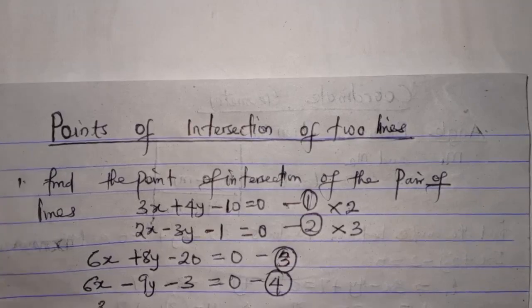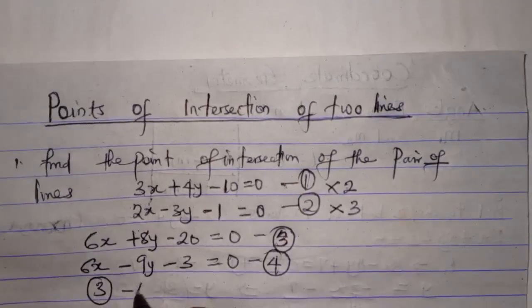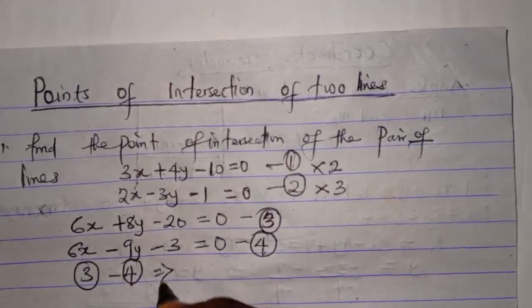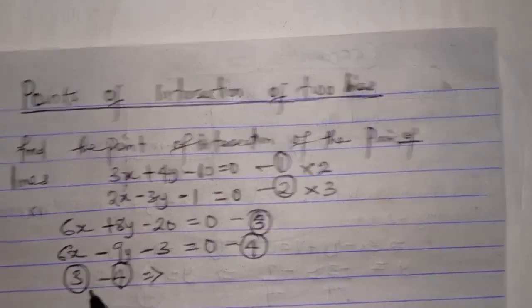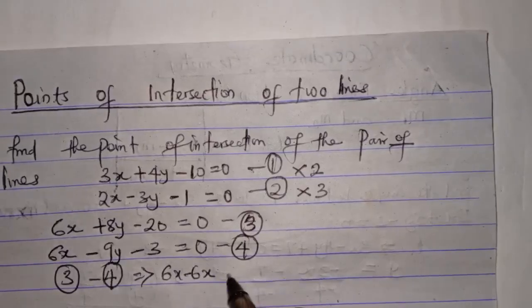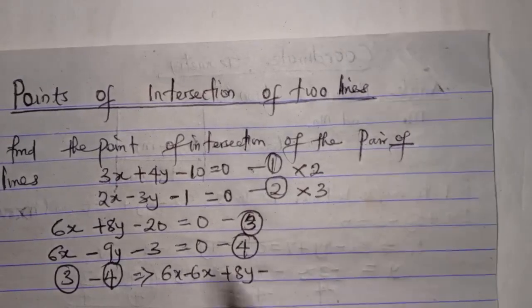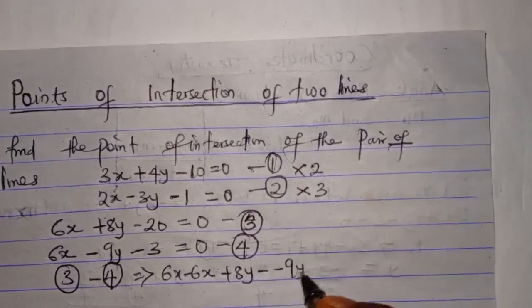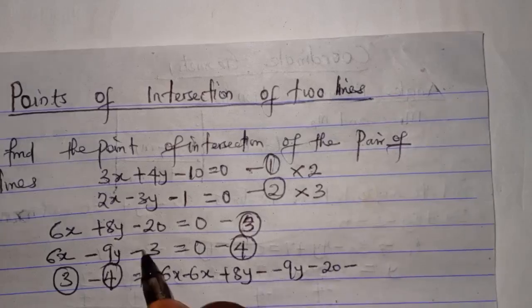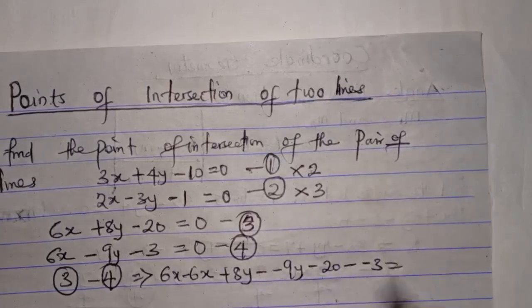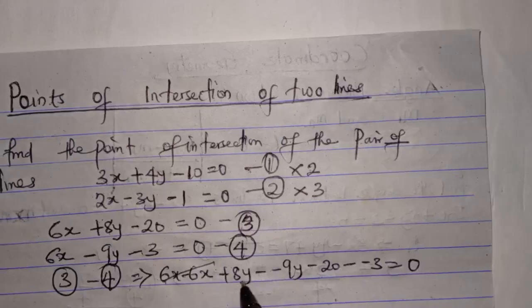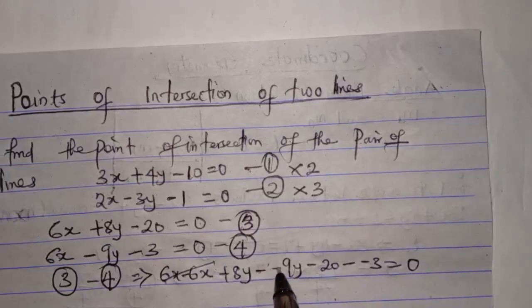So if I say equation 3 minus equation 4, it means I'll have 6x minus 6x, which is 0, plus 8y minus 9y, alright, minus 20 minus 3 equal to 0 minus 0, and that's 0. This is out. This is a plus, minus is a plus.